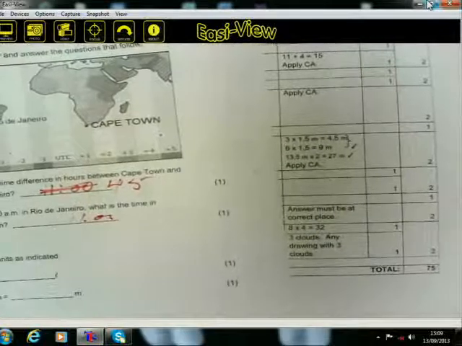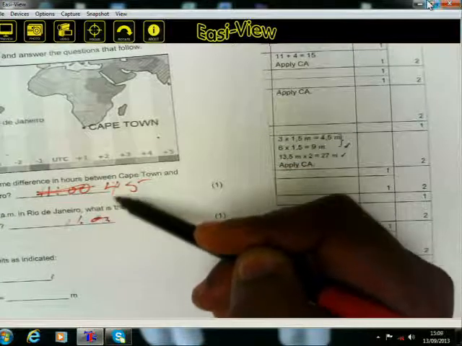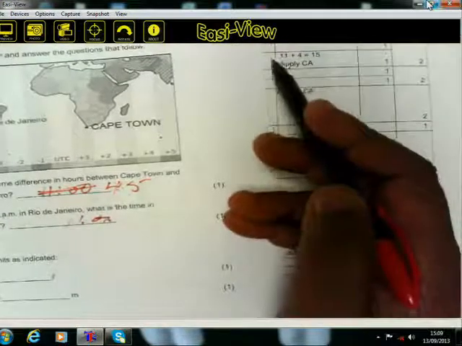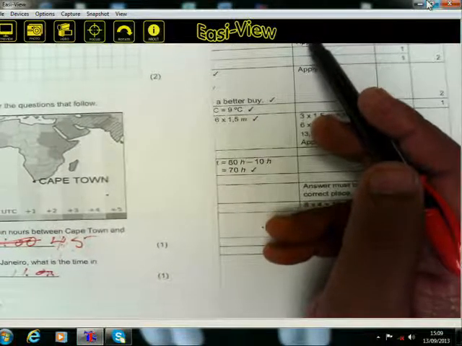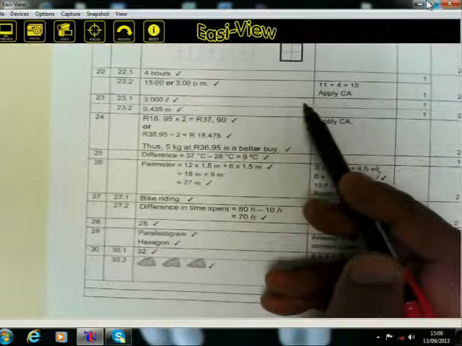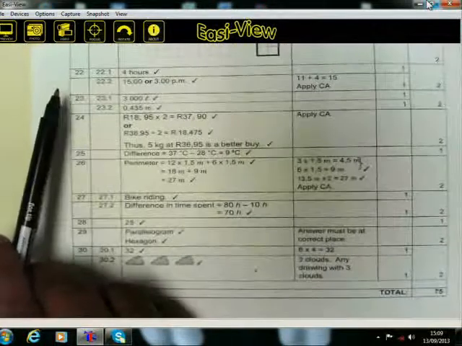Then it means the learner must give you the correct one. If it is 11 a.m. in Rio de Janeiro, what is the time in Cape Town? You will add that like they added here. They added 4 and 11. If he says it's 5, then it means it will be 5 and 11, and then it will be 16. That is how we apply the CA here. Let's go to 23. Convert to the units as indicated.